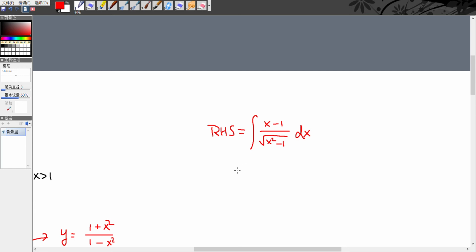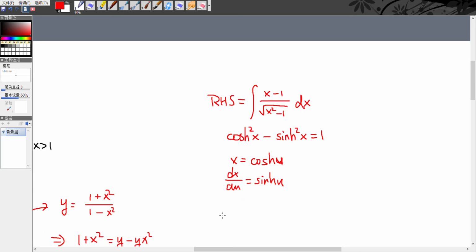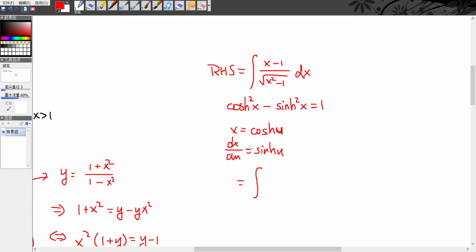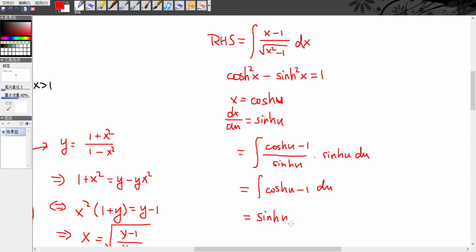So by the hyperbolic identity, cosh squared x minus sinh squared x is equal to 1, we can just set x equal to cosh u, and dx by du is just sinh u, and our integral will be changed into, x is equal to cosh u, so cosh u minus 1 over sinh u times sinh u du, which gives us the integration of cosh u minus 1 du, which is just sinh u minus u.